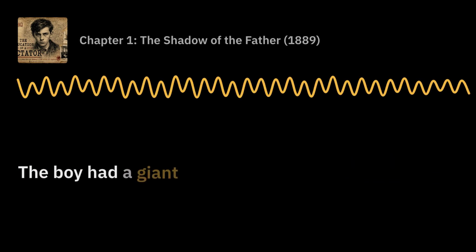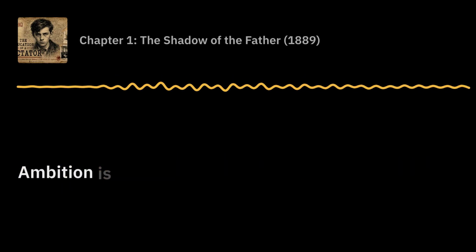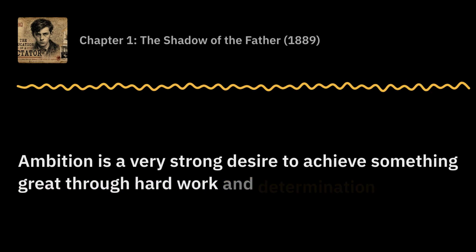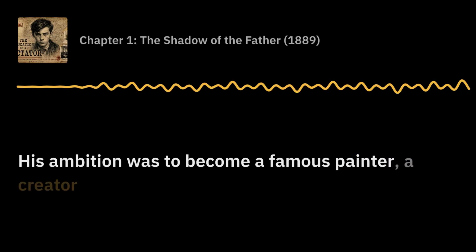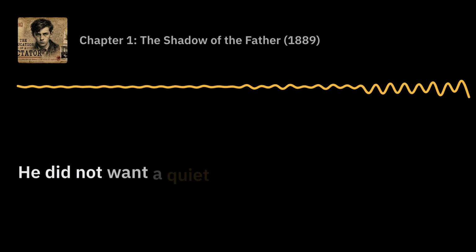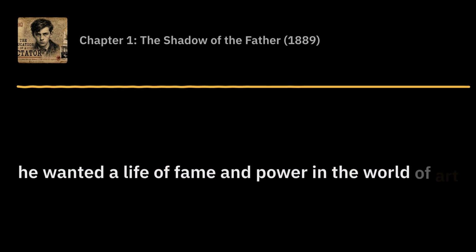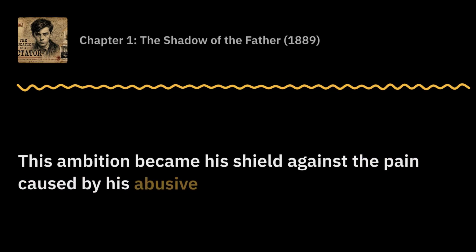The boy had a giant ambition that drove him forward every day. Ambition is a very strong desire to achieve something great through hard work and determination. His ambition was to become a famous painter, a creator of majestic images that would live forever. He did not want a quiet life in Linz. He wanted a life of fame and power in the world of art. This ambition became his shield against the pain caused by his abusive father.